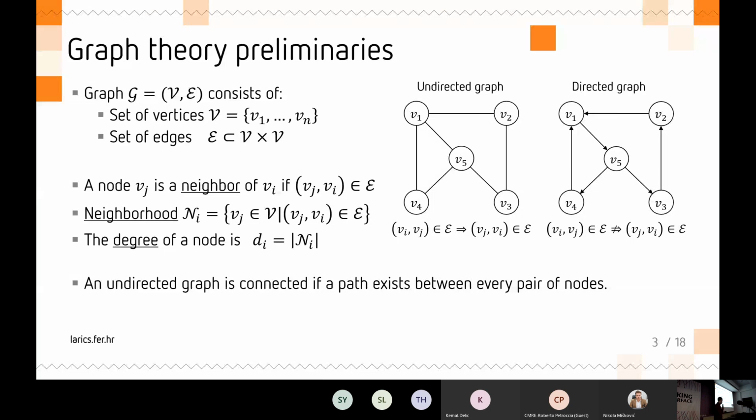If there is a path existing between any of the nodes in the graph, then we say that it's a connected graph.